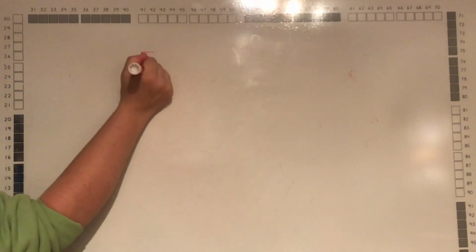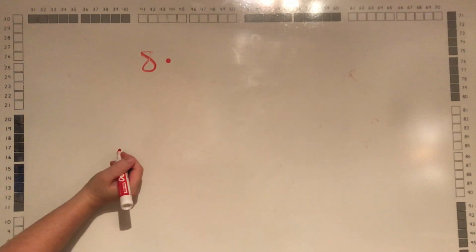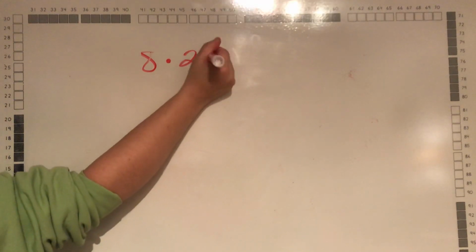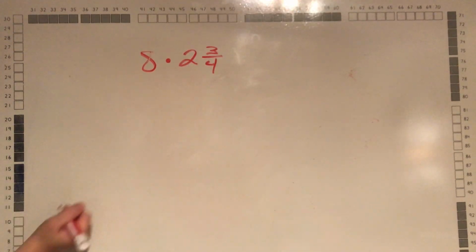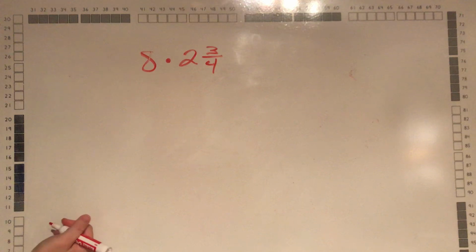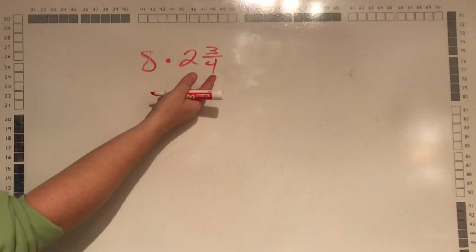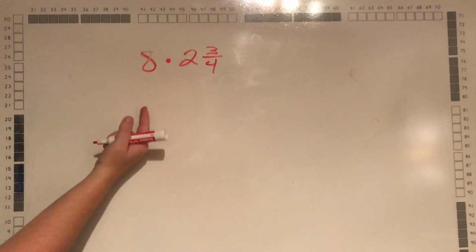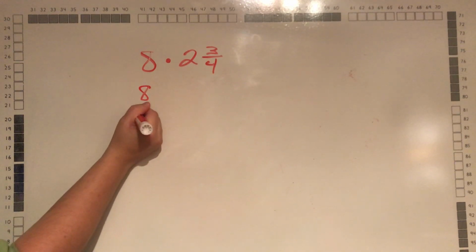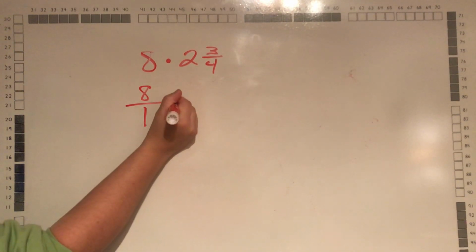So all of those problems were just multiplying fractions. In example 2a, we have a mixed number, and a mixed number is a whole number and a fraction. So we have 8, and we're going to multiply 8 by 2 and 3/4. So the first thing we're going to need to do is to turn both of these into fractions. Well, we know that 8 is equivalent to 8 over 1.